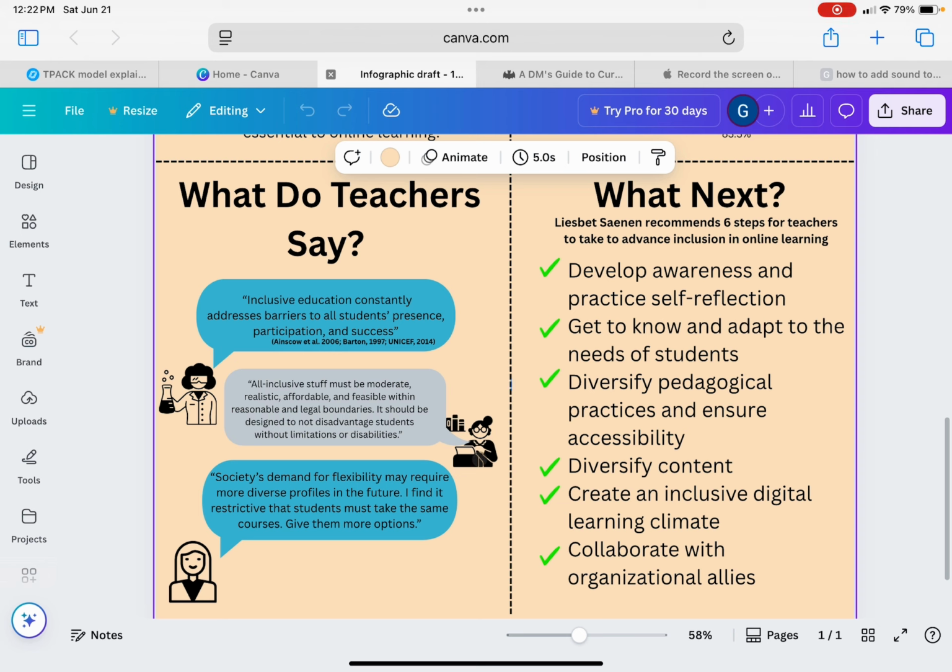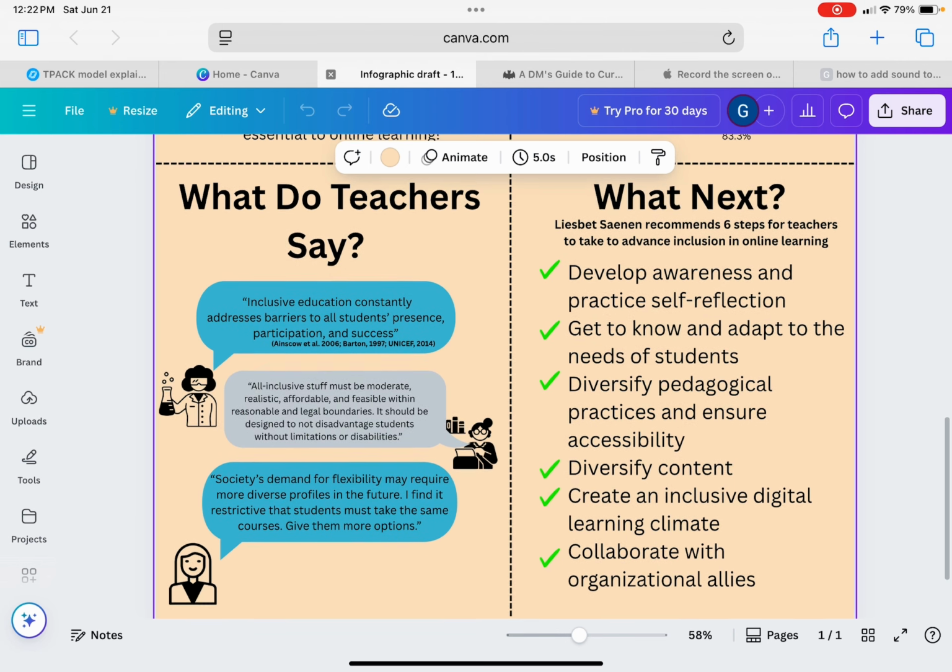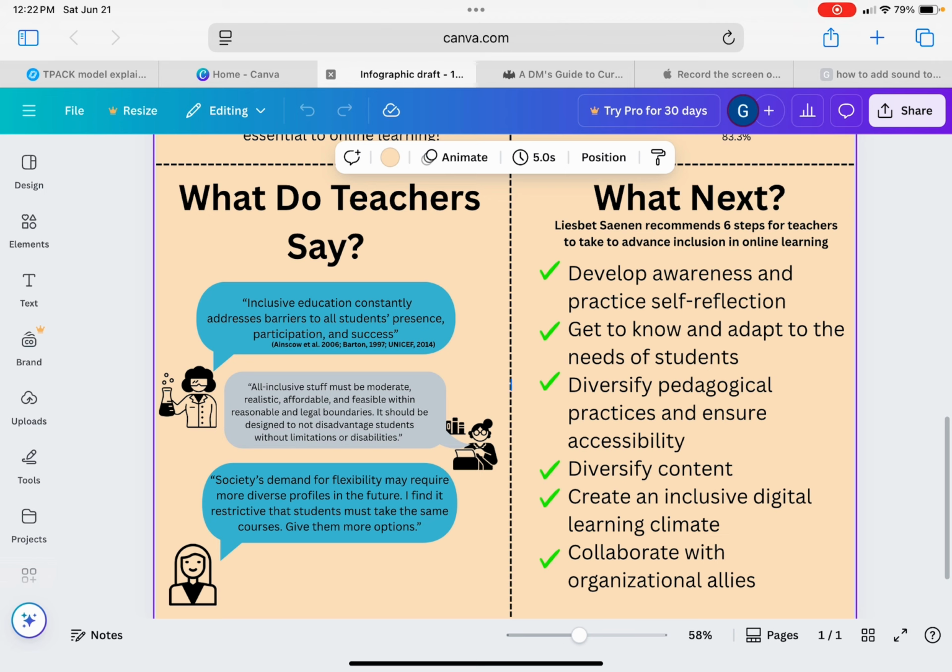And lastly, I want to include what was recommended by Lisbeth Sainin in her article and the 6 steps. So I included nice check marks on the side that added a splash of color. If I was to change anything overall, I would focus on this box a little bit more so that it stands out. But I was having a really hard time figuring out how to add 6 bullet points in a way that was impactful and not too wordy.